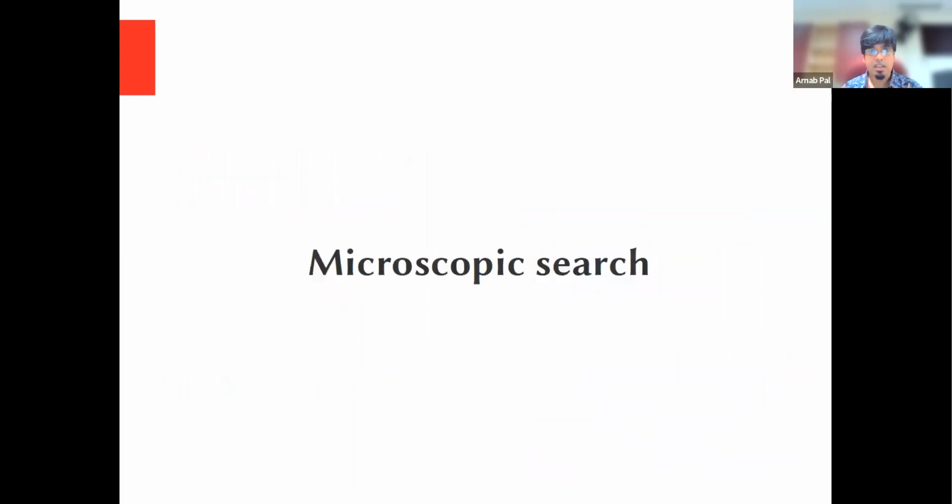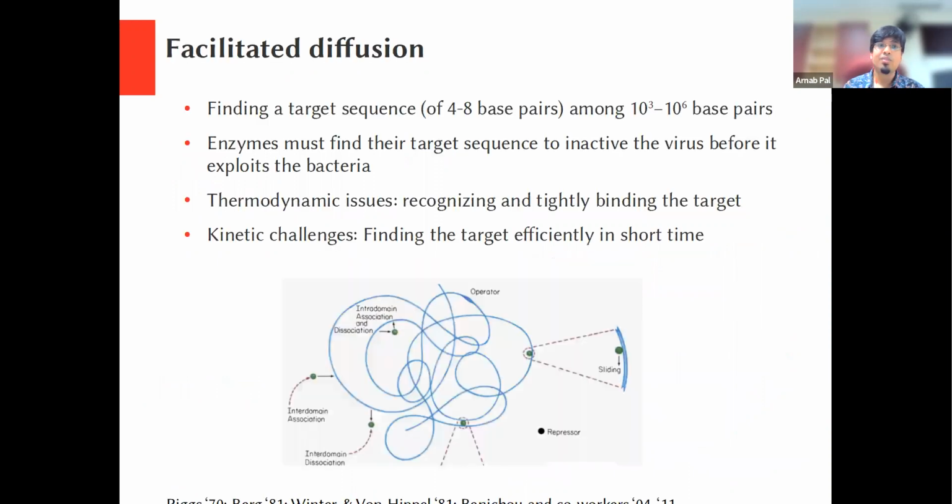So this is something we have recently done in the context of macroscopic search, but we also have microscopic search. I try to convince you of this, and we'll get back to it. So this is a very classic process of facilitated diffusion. What is happening here is that you have a very long DNA molecule, and there are some target sequences which the protein has to find. This target sequence is very small compared to the size of the DNA, and of course it's important for many different types of enzymatic activities.